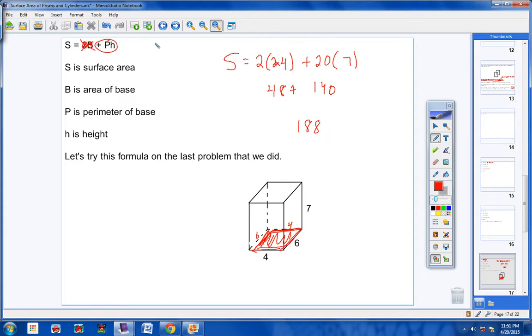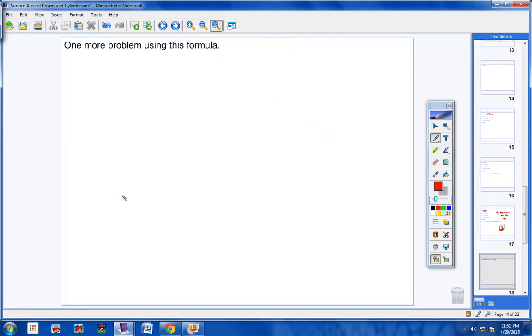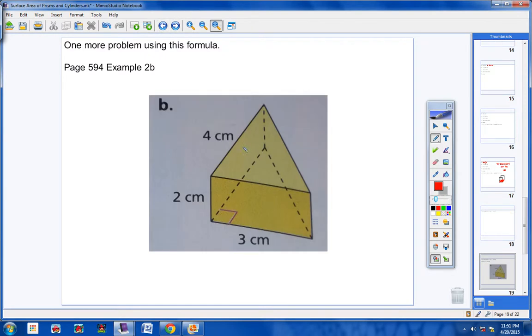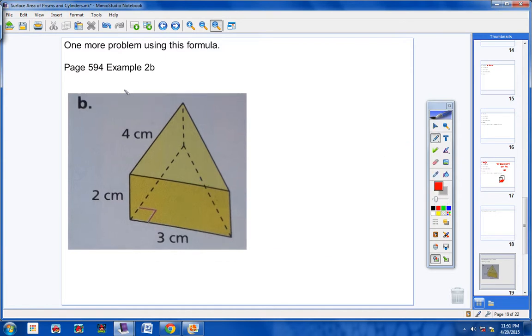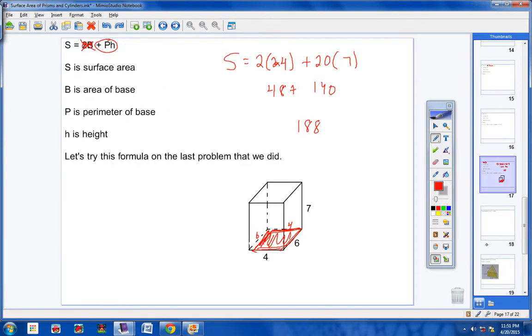If I'm going too fast, just pause the video. Now, let's do one more problem using this formula, okay? By the way, if you don't want to draw this, if you're not a good artist, if you're just like me, not a good artist, then in your notes, write page 594, example 2b. Please copy that in your notes so you'll know where the problem came from, okay? And here we go.